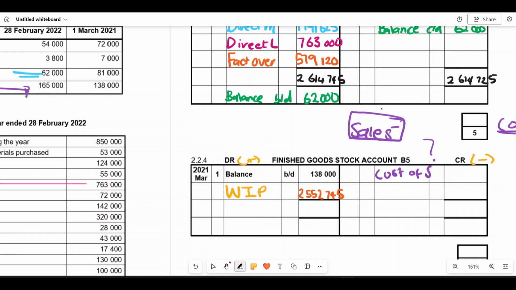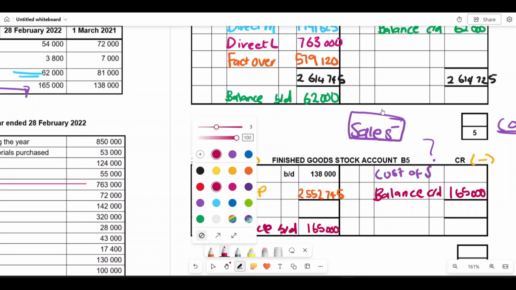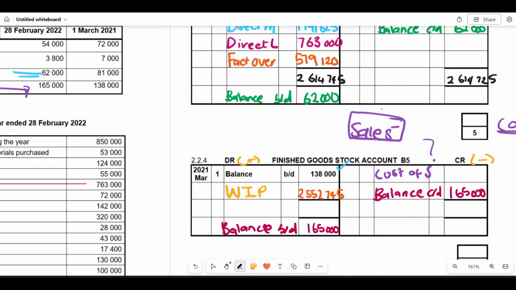So closing balance, so my balance brought down for next year, and this amounts to 165,000. And remember, before it was brought down, it first had to be carried down here as 165,000. All right, now here, when I compare the two sides, I could see that my debit side is greater than my credit side. So as a result, I'm going to write the balance for my debit side on both sides. So I'm going to add this 138,000 to this 2,552,745. And doing so, my total for my debit will be equal to 2,690,745.